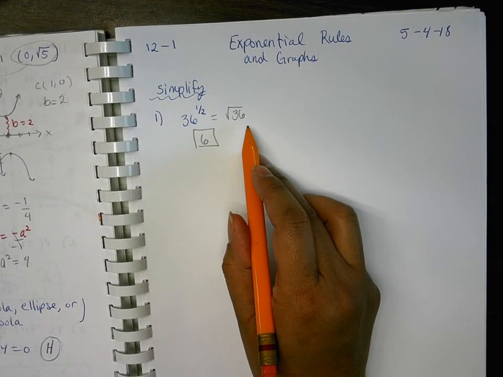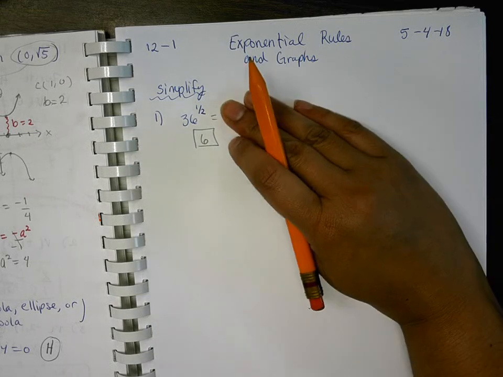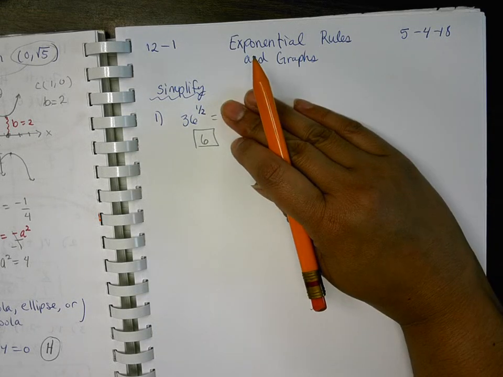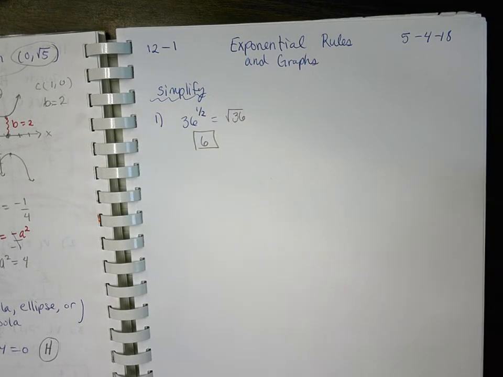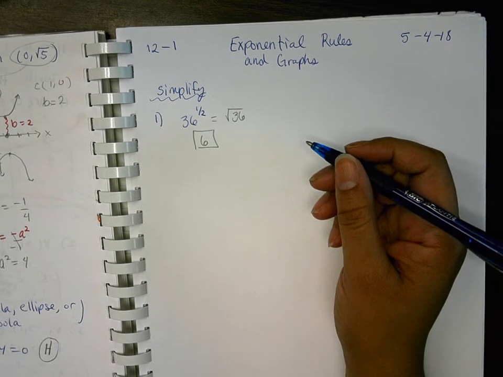Do you have to show me that square root step? No, how many of you can just say, oh, that's a square root, the answer is 6? That's perfectly fine. You do not need that square root step. All right.